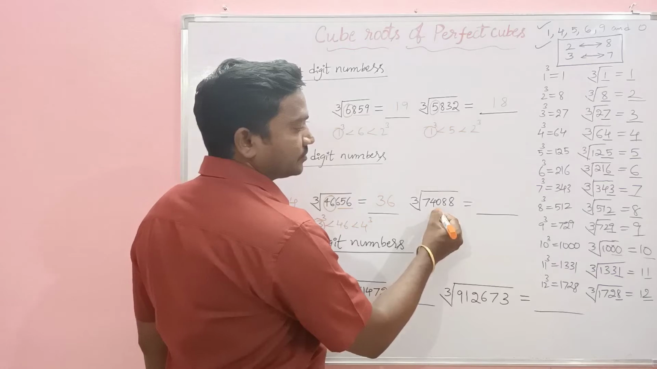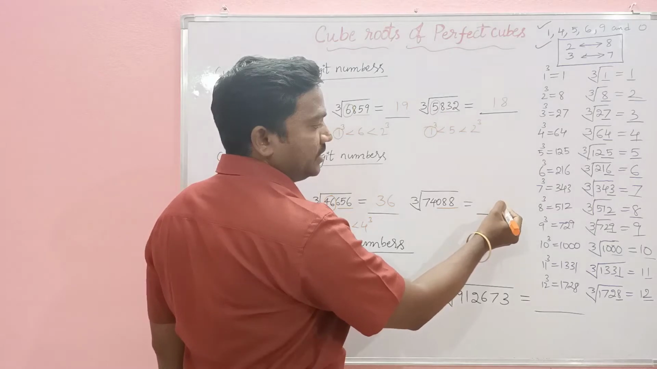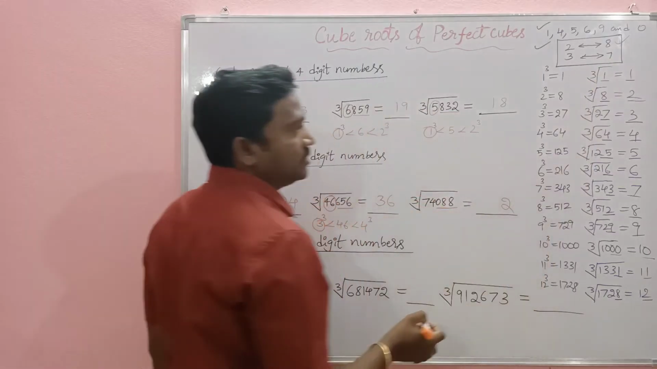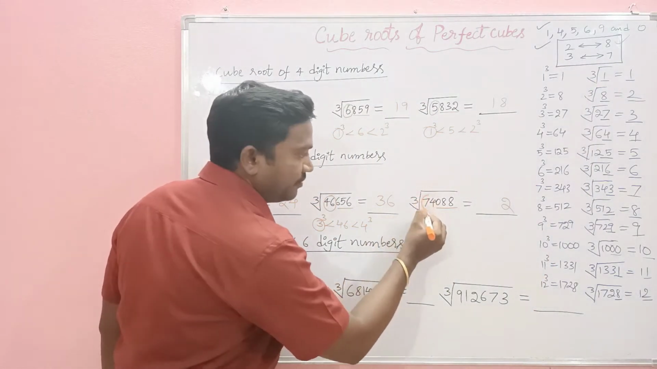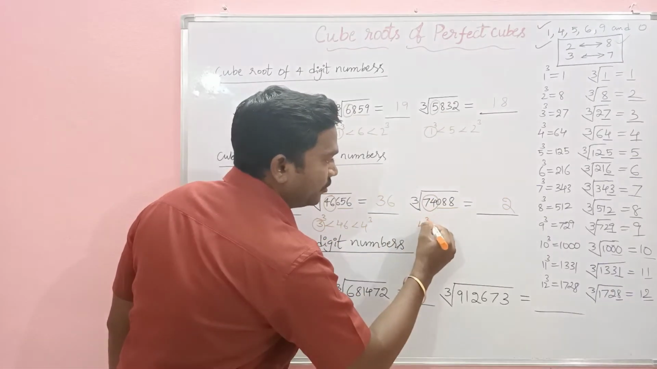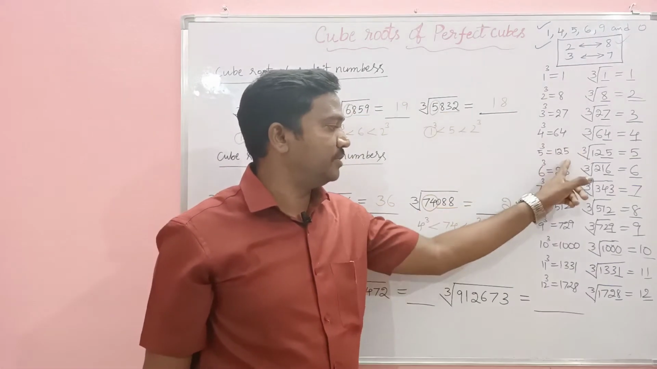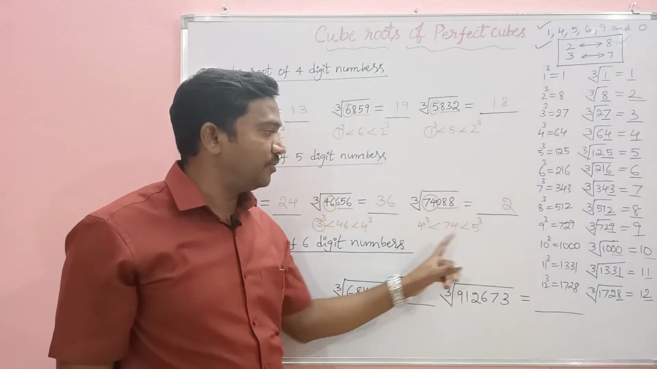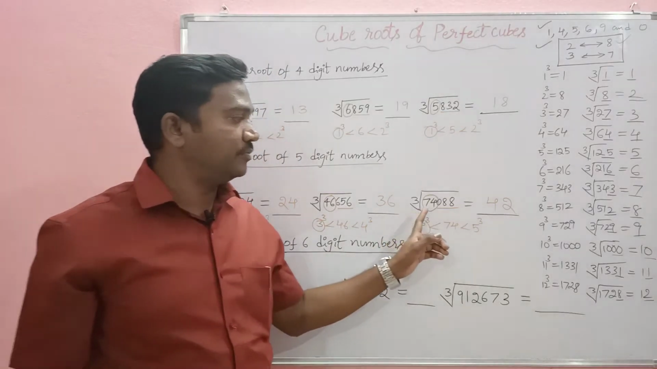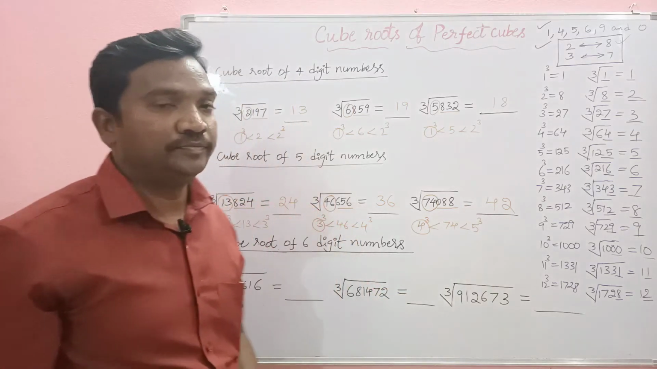See here. Here the given number ends with the digit 8. So we can get in its answer the units place is nothing but 2. We have already seen that. Now 74. Where does it lie? 74 lies between 4 cube and 5 cube. See here, 4 cube is 64, 5 cube is 125. So 74 lies between 4 cube and 5 cube. So we have to take the smallest number. So cube root of 74,088 is equal to 42.